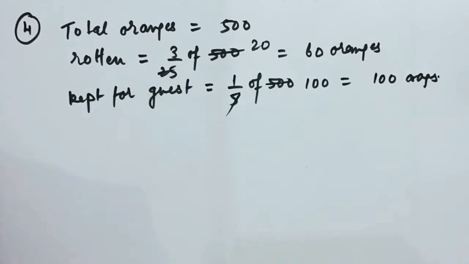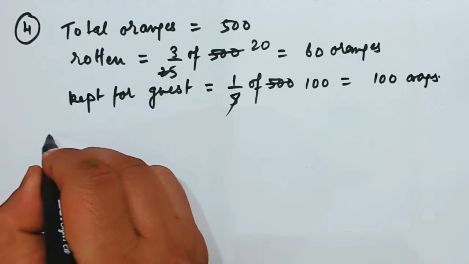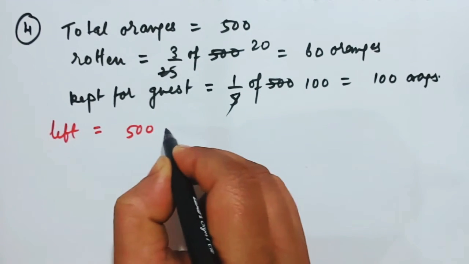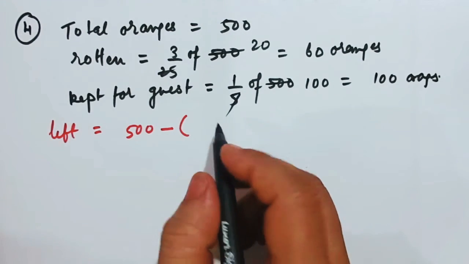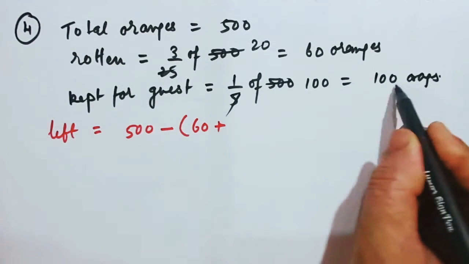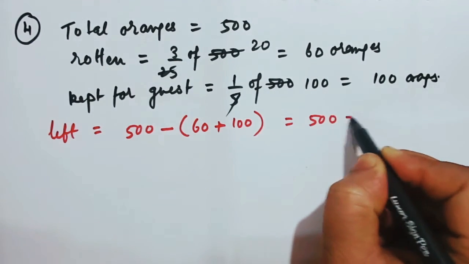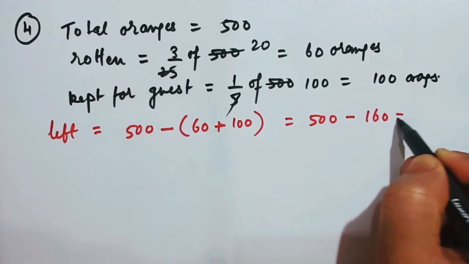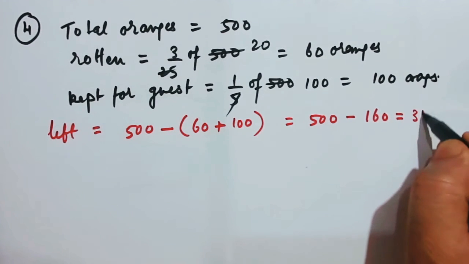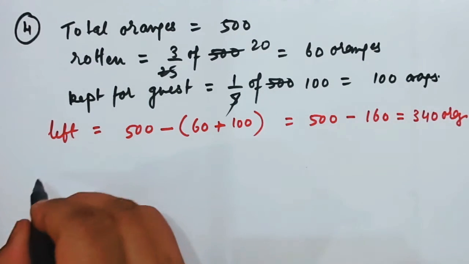How many oranges are left in the box? So here left oranges is equal to, out of the total number of oranges, let us subtract the rotten ones and the oranges kept for the guests. So here 500 minus 160 will give you how much? Will give you 340 oranges. So simple.